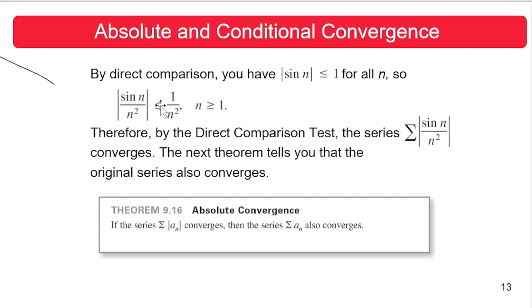As you can see, this series is a p series with p greater than 1, so we can say that the p series with this n term is convergent. And because this is bigger than this series, from the definition of direct comparison, if the bigger series converges, then so does the smaller series. So by direct comparison, this series is convergent. The next theorem tells you that the original series also converges. It says that if the series summation of the absolute value of a sub n converges, then the series summation of a sub n also converges.